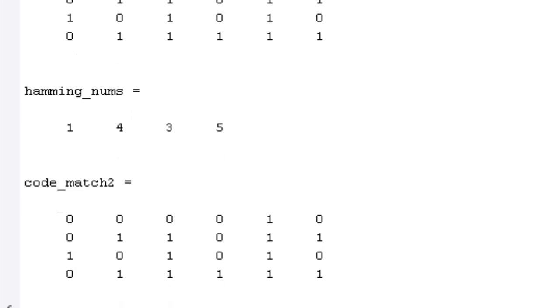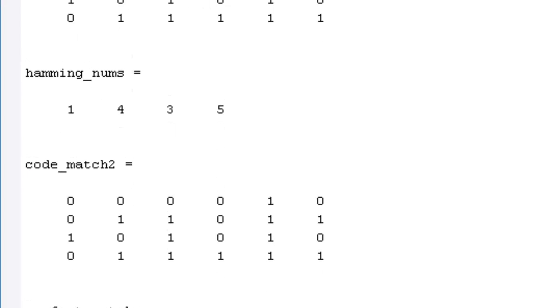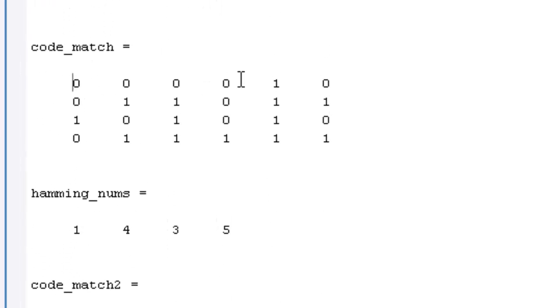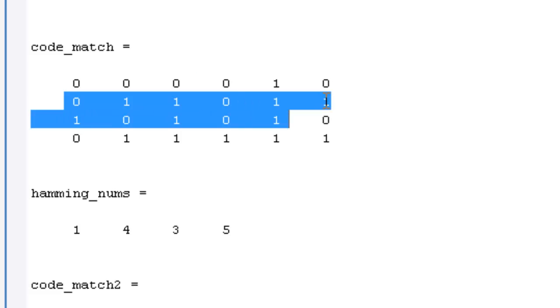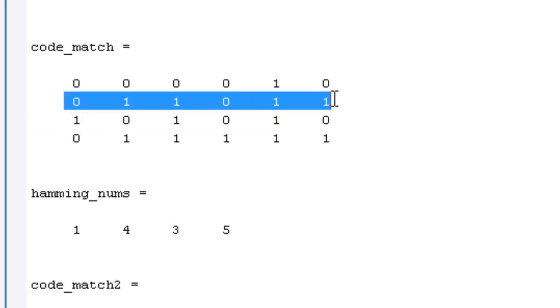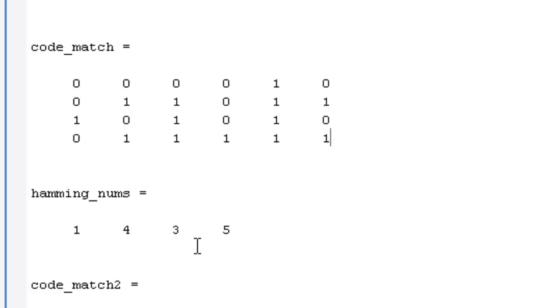After code match, you're going to see hamming numbers. Hamming_nums is going to count up the number of 1s in each row. So the first number corresponds to the summation of the 1s in this one, which is 1. Then I have 4 for the second row. Then I have 3 for the next, and 5 for the last, and that is what I see here.